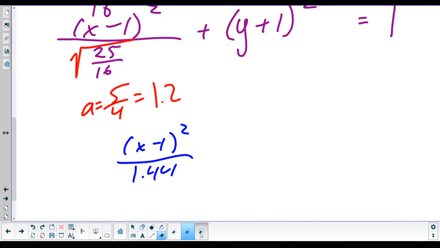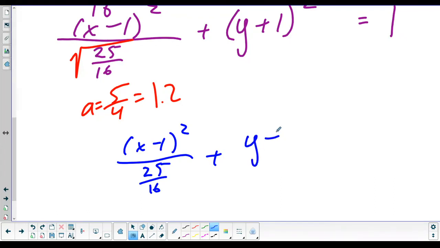That's kind of bad math. Most mathematicians kind of just threw up in their mouth a bit because you don't want decimals in fractions. Scientists are like, sweet, a decimal. Engineers couldn't be more thrilled. Mathematicians puked a little bit. Because I like to pretend I'm a mathematician, I'm going to leave it as a fraction. 25 over 16 plus y plus 1 squared over, again, we don't have anything, so you could put a 1 if it makes you happy, equals 1.